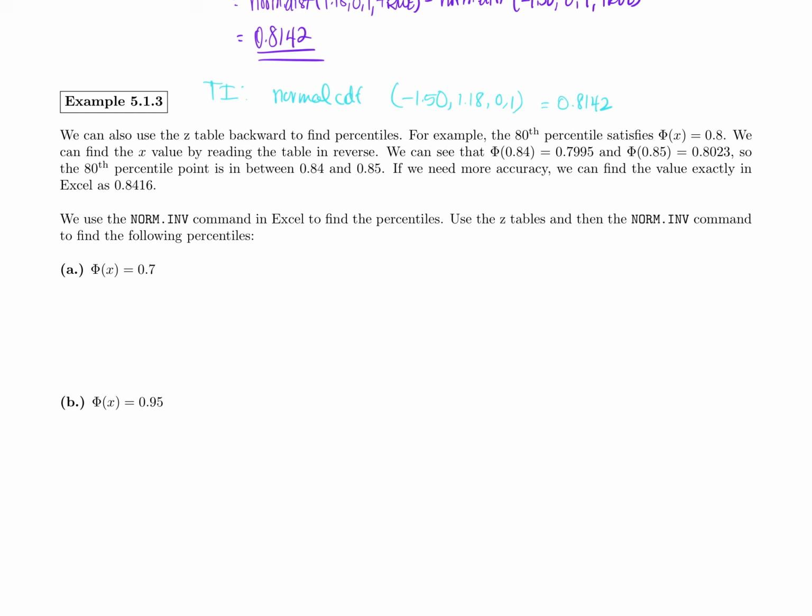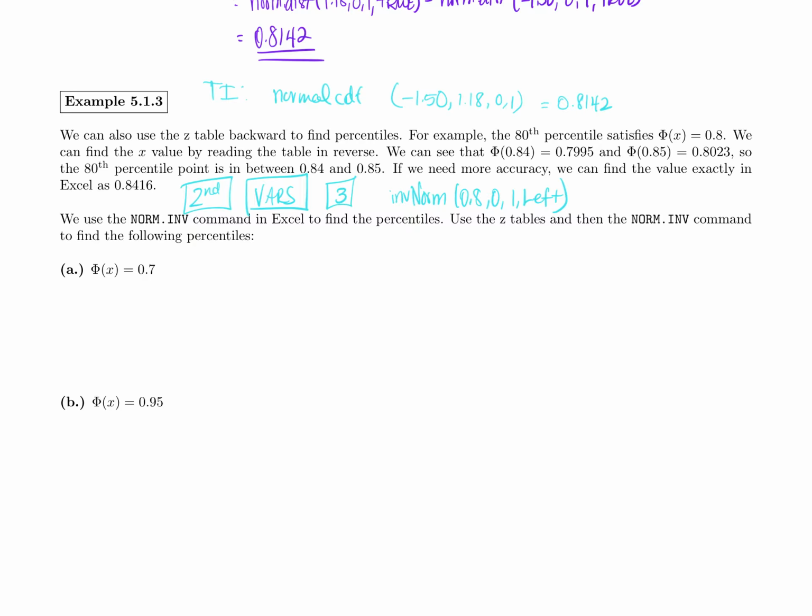So for the TI to do a normal inverse, we would do second vars and 3 this time. And it is inv-norm, so it's an inverse norm. So if I wanted to do this with my 80th percentile, I would put in 0.8 for the percentile. I'm looking at 80th, turn it into a decimal, comma, the mean 0, standard deviation 1, and we want a left tail, because we're looking at less than.